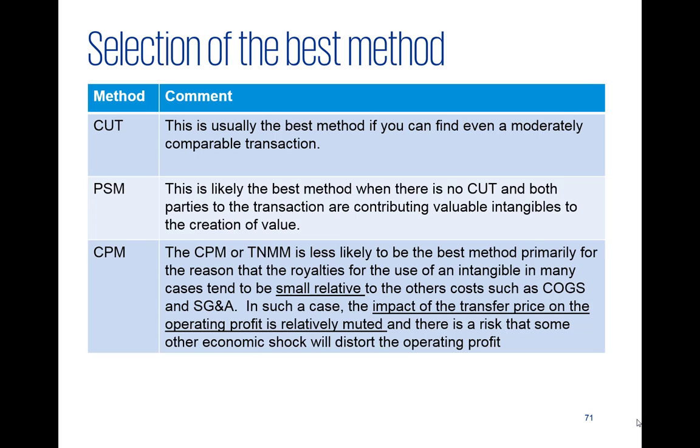And as such, the royalty, whether it moves up or down a bit, is very hard for it to drive the operating profitability up and down a great deal, because it's overwhelmed by the other costs in the whole production process, the COGS and the SG&A. So because the transfer price has a relatively small impact on the operating profitability, and other factors might cause it to swing, like economic shocks that might affect the COGS or the SG&A, it doesn't prove to be the most reliable method. It may not be able to detect a problem very effectively in the transfer price.